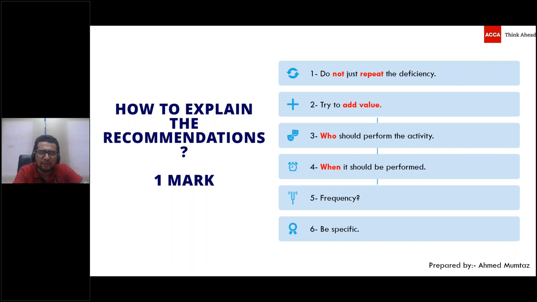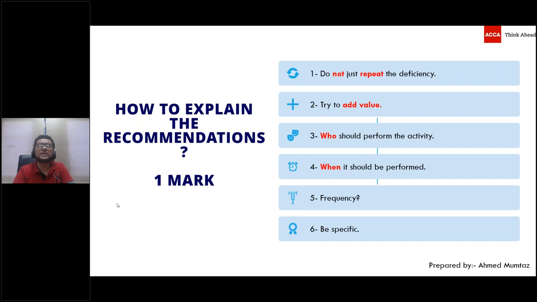Is this clear? How to write or how to explain the recommendation? Is this clear? Okay, Naila, Brianna, Fatma, very clear. Just read your recommendation. It's an important tip. Just read your recommendation and figure it out. Have you added some value in it, or it's just the repetition of the deficiency? Let me give you one more example.